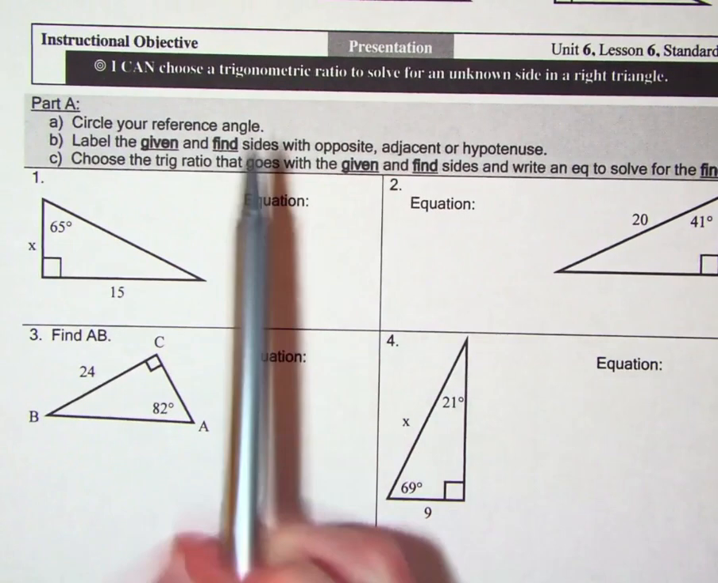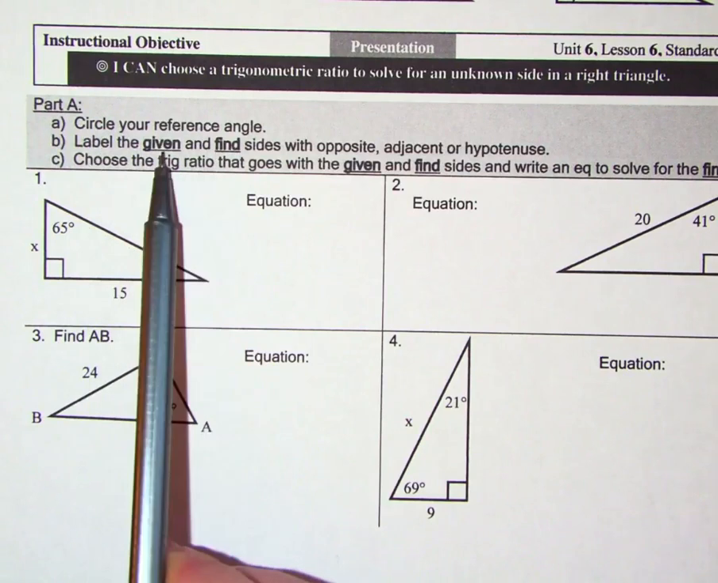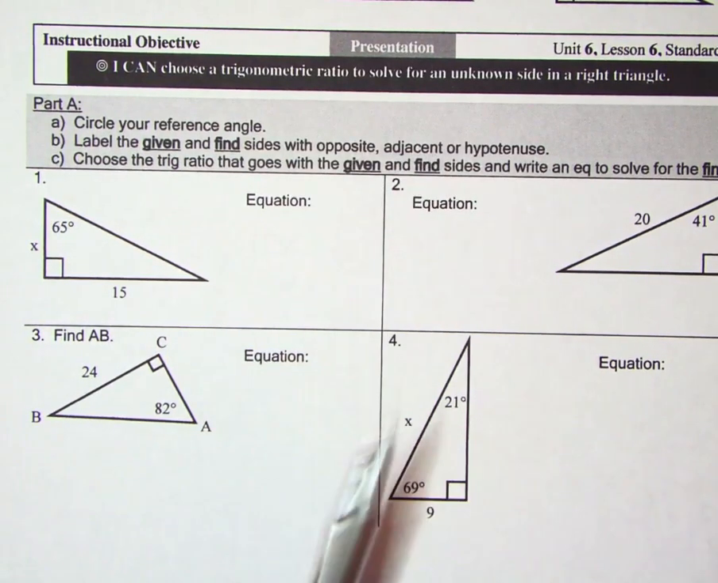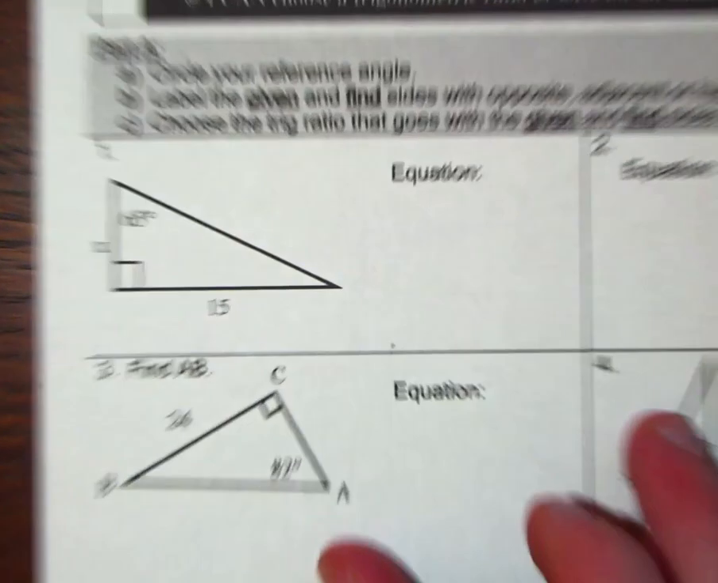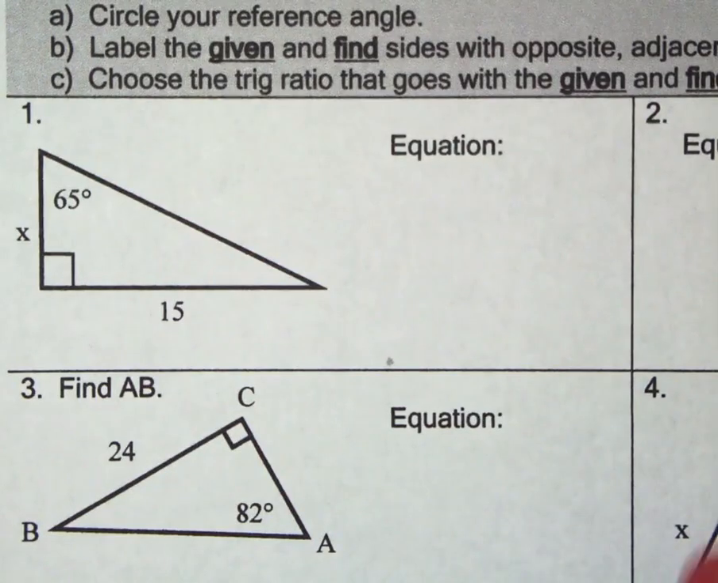So the first thing we're going to do is what we always do, circle a reference angle, and then we're going to label the sides that they give us and the one we're trying to find, with opposite, adjacent, and hypotenuse. And then you'll see we'll have to pick the correct equation. So we'll start with this one, and then you can try the others.